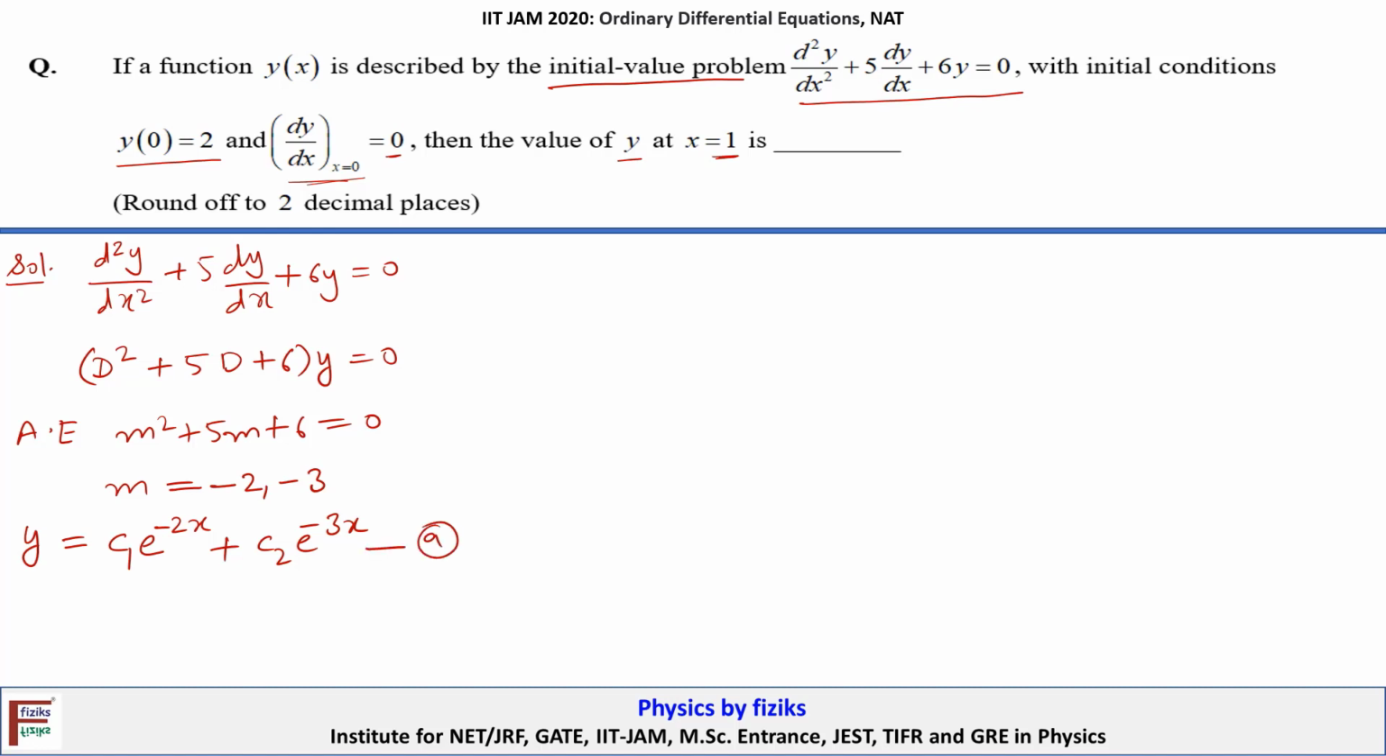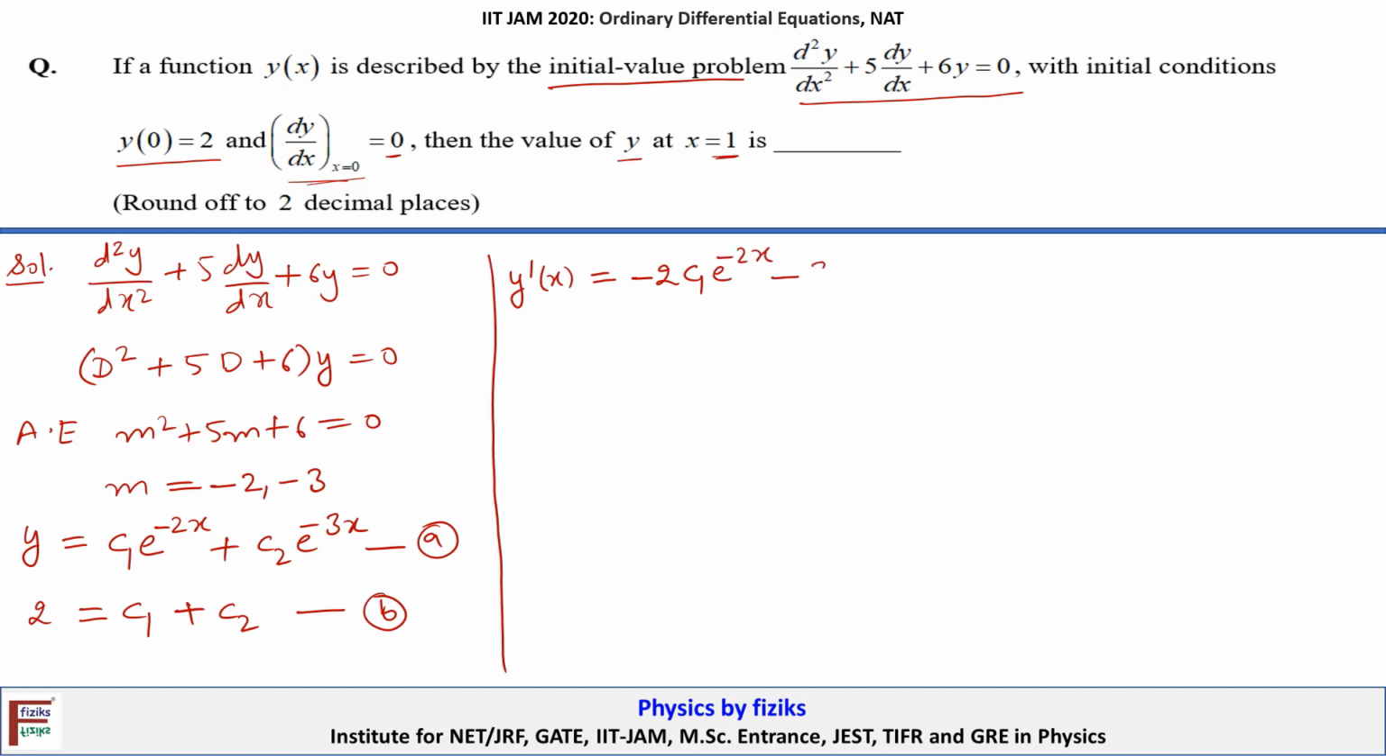Now, using the initial condition that at x = 0, y = 2, we can write 2 = c1, as this exponential term becomes 1, plus c2, as this exponential term again becomes 1, and this is equation B. Now, taking the derivative of A, we can write y'(x) = -2 c1 e^(-2x) - 3 c2 e^(-3x).